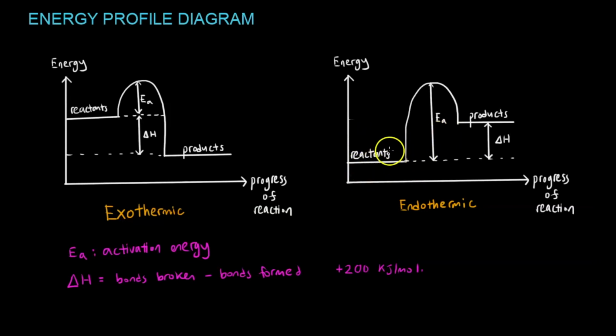Now to get from my reactants to my product, I have to climb a hill. And this whole thing constitutes my activation energy, EA, and the difference between them is change in H. The difference between products and reactants is always the change in H.